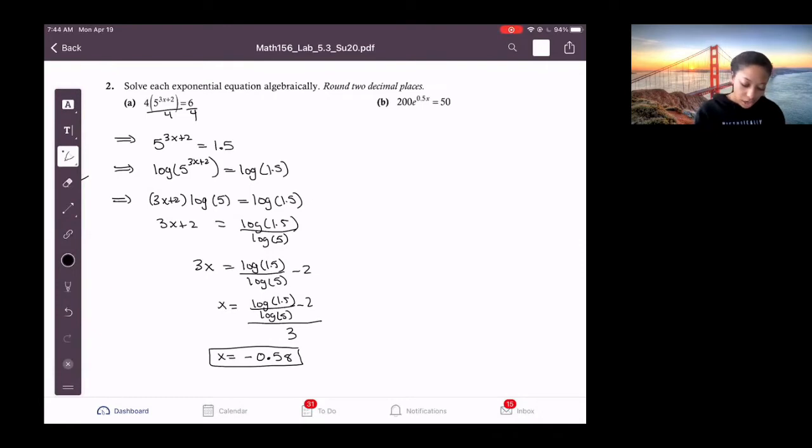Then on to 2b. 200 e to the 0.5x equals 50. Again, our first step in this problem would be to isolate our exponential term. So we'll divide both sides by 200. 50 divided by 200 would be 0.25. So this gives us e to the 0.5x equals 0.25.